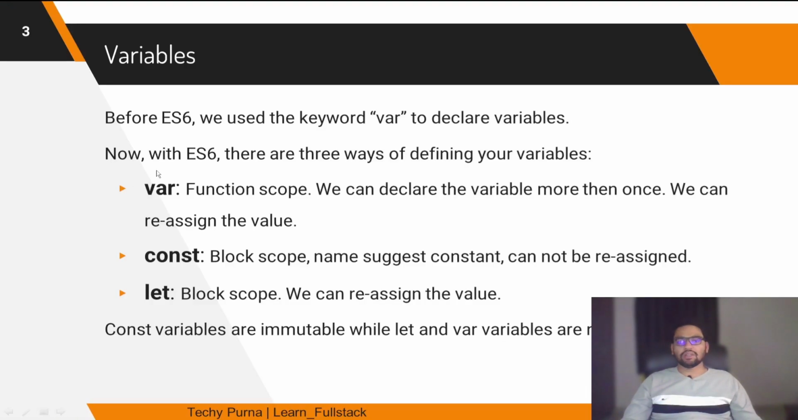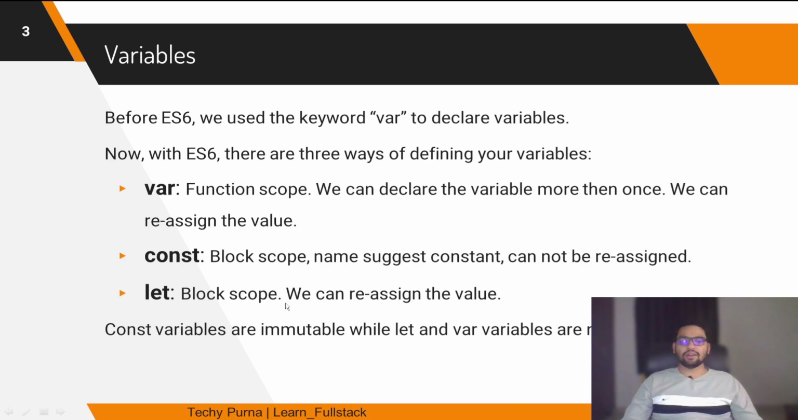So now let's see the description again. What it says. So we can declare the var variable more than once, that we saw. We are able to do it. We can reassign the value. Constant, what is it saying? The name suggests constant cannot be reassigned. Okay, that we checked. Whatever the initial values that constant holds, we can reuse it, but when we are going to reassign it, it is not allowing.